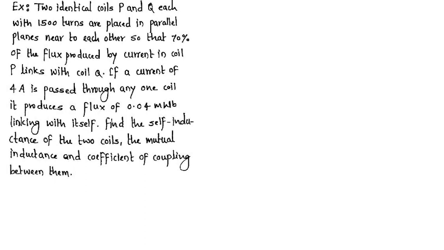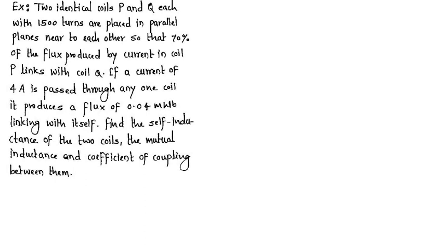Hello students, in this video we will solve a numerical on finding self-inductance, mutual inductance and coefficient of coupling between the two coils. So let's read the numerical firstly. Two identical coils P and Q, each with 1500 turns, are placed in parallel planes near to each other, so that 70% of the flux produced by current in coil P links with coil Q.